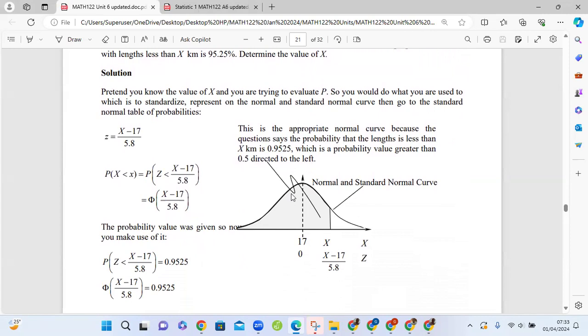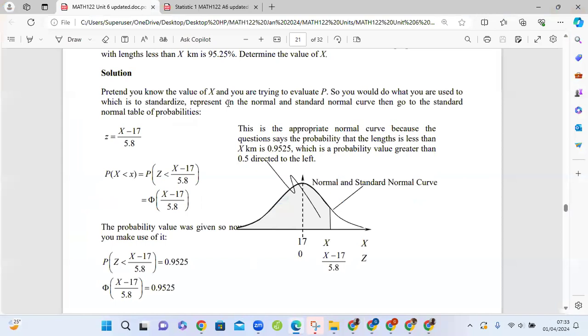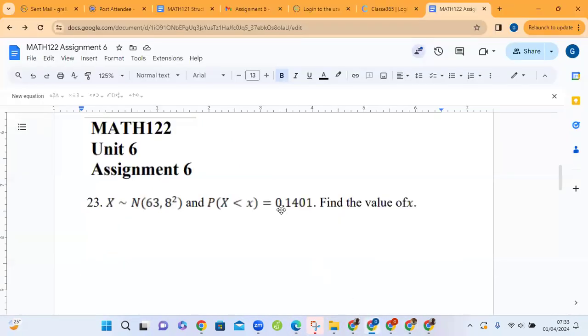Now, in our example, it says X less than x equals 0.1401. This probability value is not greater than 0.5. So while this example gives you a probability value which is a phi of, which is greater than 0.5, and you can actually find this in the table, this question now has a tail, in fact, a left tail.